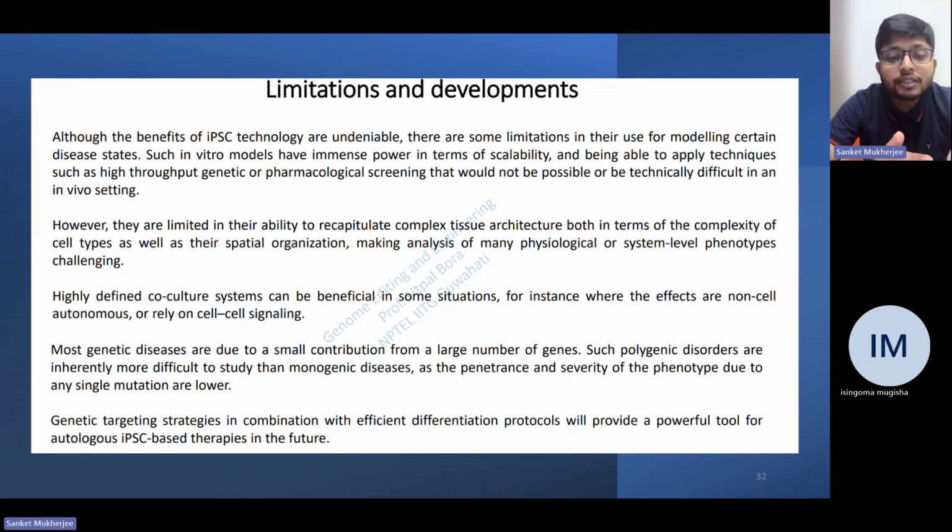Genetic targeting strategies in combination with efficient differentiation protocols will provide a powerful tool for autologous iPSC-based therapies in the future. One of the major limitations that we still deal with in iPSCs is their low reprogramming efficiency. So when you give a cocktail of transcription factors in the hope that a skin cell will transform into an iPSC, the number of cells that actually do transform is very small. So that's a problem as well.